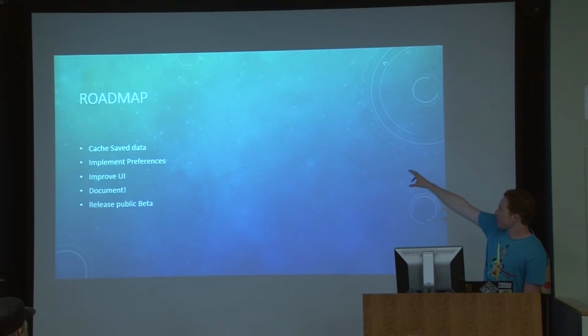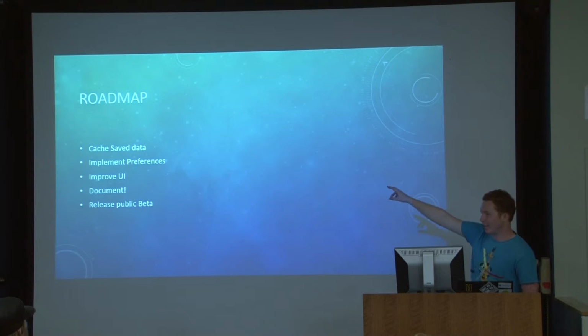The roadmap, what I'd like to do in the next week and a half of RCOS, is cache the saved data so that if you open up the laundry application, or any of these things that take a little bit longer to load, they give you the information that you last had and then load the new information in the background. I'd like to implement preferences so that you can change different things. That's functionality that I'd like the application to have.